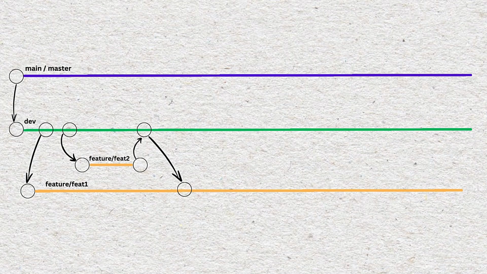Now let's say we are good to release the solution for testing with whatever we have in the dev branch. We create a release branch, let's say release v1. This release branch is created to isolate release changes.